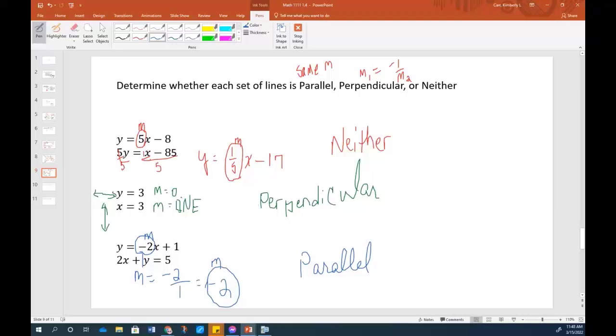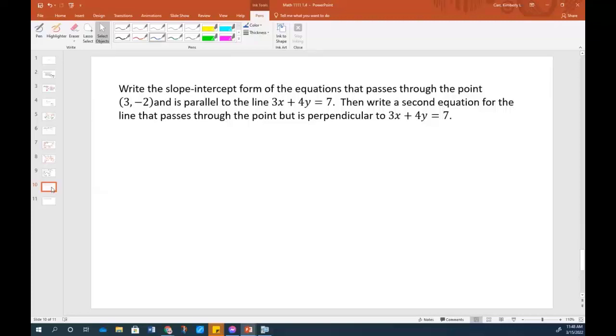On the other hand, even though this one doesn't seem to do that in green, we do know that horizontal and vertical lines are perpendicular. Okay, write the slope-intercept forms of the equations that pass through this point, parallel to this line, and then write a second equation that passes through the point but is perpendicular to the line. So I didn't read all the numbers, but there we go.